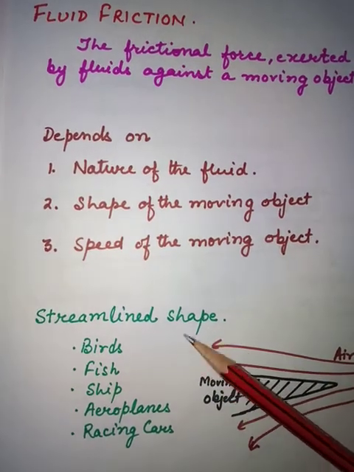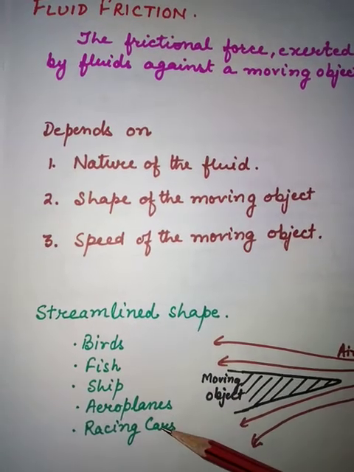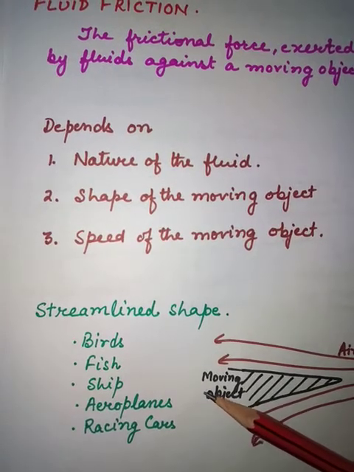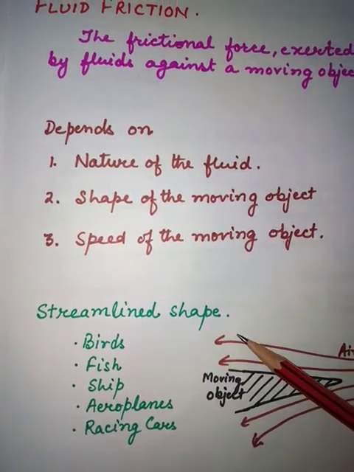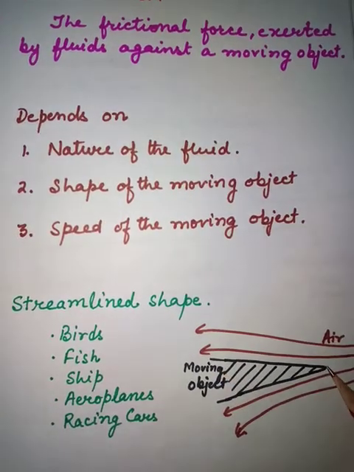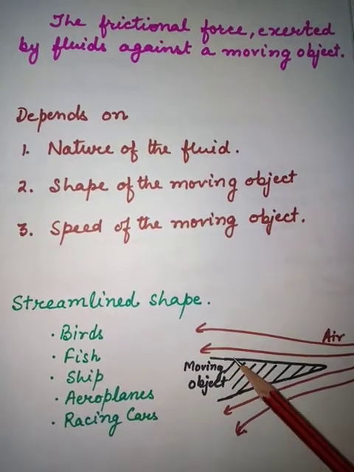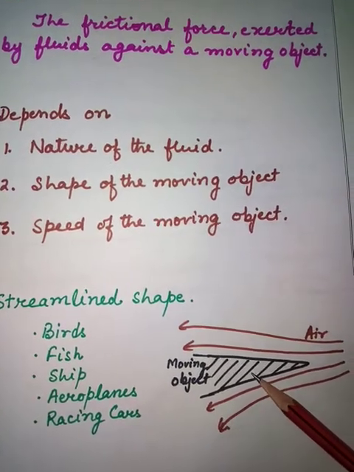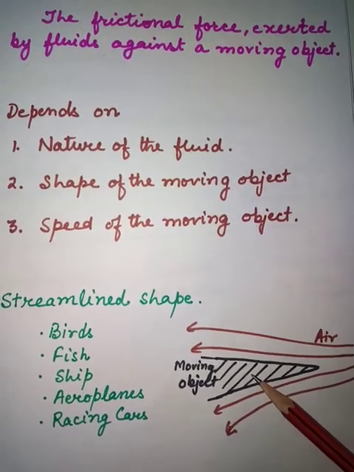Streamlined shape is present in birds, fish, ships, aeroplanes, racing cars, and many other vehicles. So, we are trying to have streamlined shapes in order to increase speed and to decrease fluid friction. Streamlined shape is mostly pointed in its front end. You might have seen that birds, fish, ships, aeroplanes, racing cars, they all have pointed tips. So why are they made pointed in the front part? In order to decrease friction and in order to increase their speed.